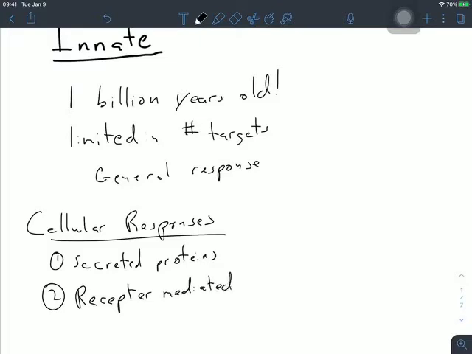Here you can think of things like antibodies. When an antibody binds something that it's identifying as foreign, it then triggers a cascade within the cell in order to bring in all the heavy cavalry and do some digesting of foreign particles. The difference between secreted proteins and receptor-mediated responses is that receptor-mediated stays on our plasma membranes and secreted proteins go out to do the attacking.